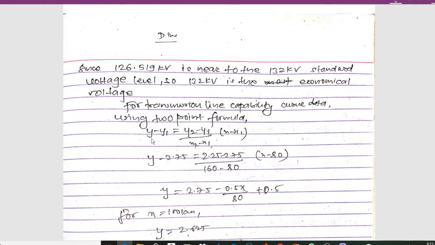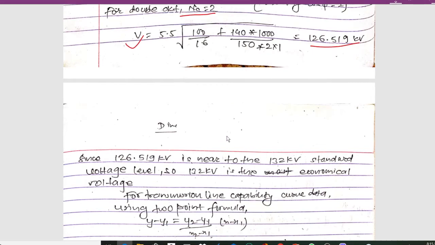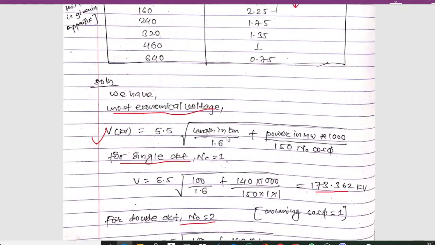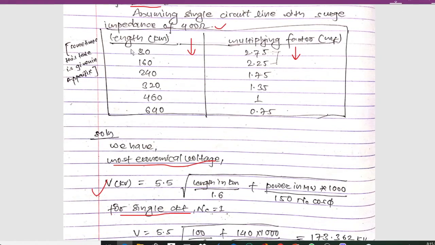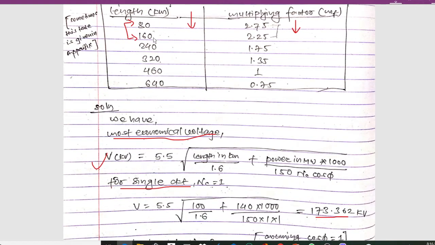And for the transmission line capability curve data we can use the 2-point formula. We know the 2-point formula is given as y minus y1 equals y2 minus y1 upon x2 minus x1 into x minus x1. Since the length is given here as 100 kilometers, we will use the 2-point formula to calculate. Here we have 80 and 160, meaning 100 kilometers lies between 80 and 160. Similarly, their respective multiplying factors are given as 2.75 and 2.25.